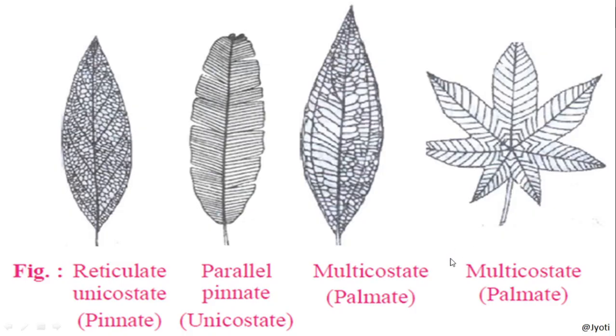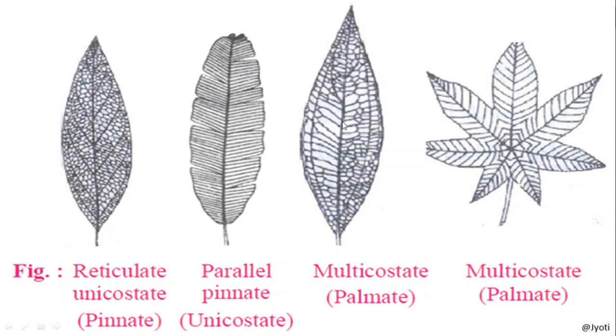So here you can see this is multicostate reticulate venation, or it is otherwise called palmate. So this is the tip of the petiole, and from the tip of the petiole, many principal veins or the midribs are developed. So here you can see they can be considered as all principal veins.